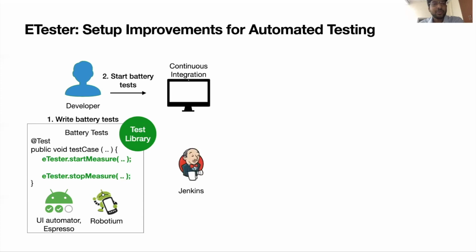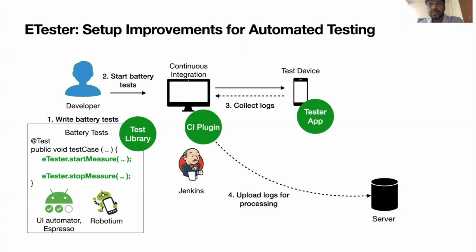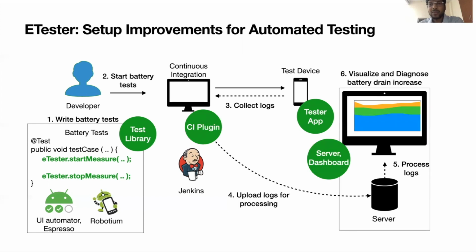Next, when the developer pushes new code or pushes new tests, they will run through continuous integration. This continuous integration will run these tests on a test device. On the test device, we ask them to install a tester app. This app will collect the logs from the phone at runtime and send them back to the continuous integration setup. The CI setup is installed with the plugin. This plugin will upload these logs collected on the phone to the server. This server will turn these logs into energy numbers, and these numbers can be visualized on the dashboard by developers.